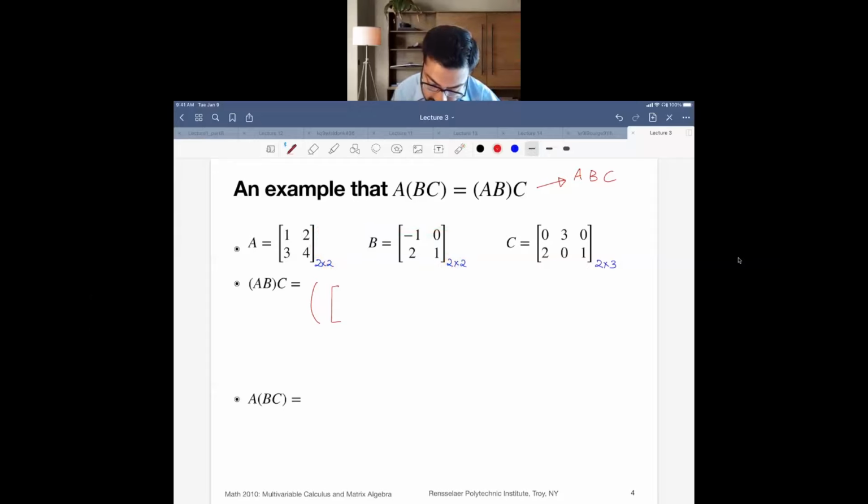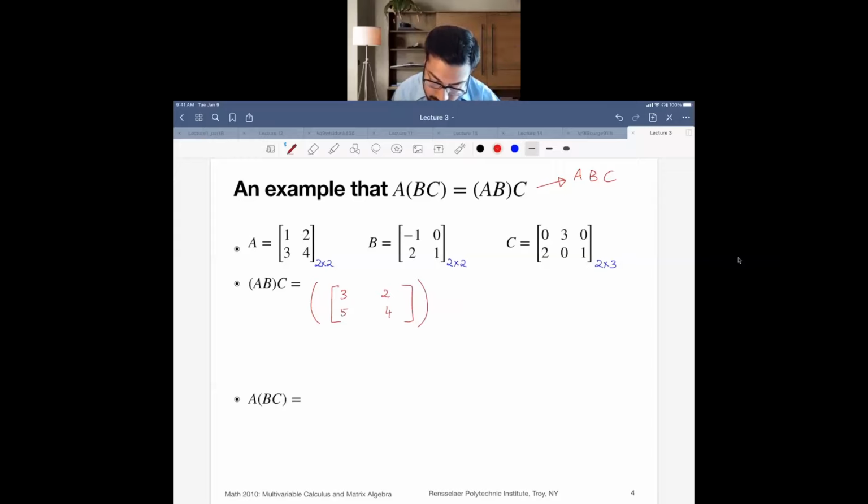Let's try to find out what that is going to be in here. So that is A and B. Let's see, negative 1 plus 4, that's 3. 0 plus 2, that's 2. Negative 3 plus 8, 5, and 4, right? So that's A times B.